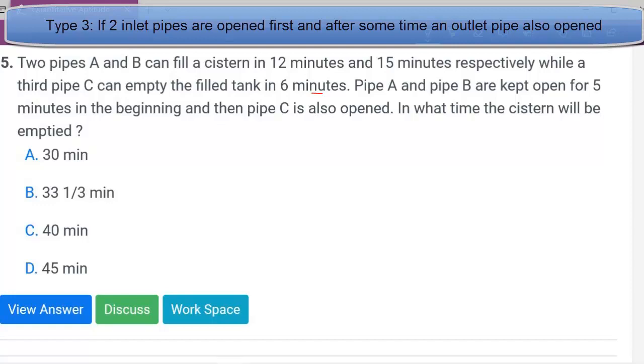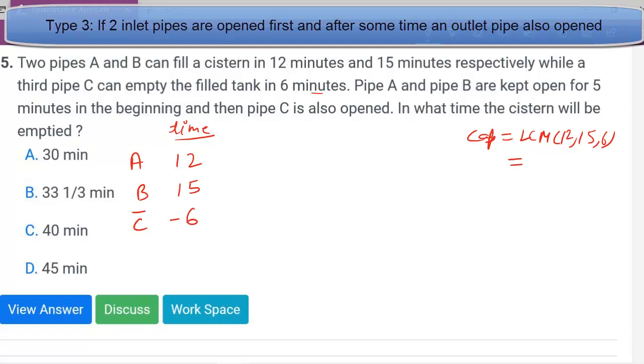So A can fill in 12 minutes, B can fill in 15 minutes. So I'm just writing the individual times to fill, and C can empty in 6 minutes, right? So I'm just writing minus 6. Okay, so the first thing you have to do is find out the capacity of the tank, which you can assume by taking the LCM of 12, 15 and 6. It will reduce the calculation, that's why we are doing it. So this comes out to be 60. So we have assumed 60 liters is the capacity of the tank.